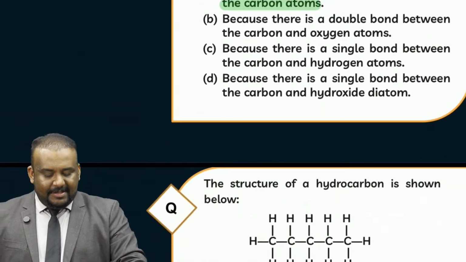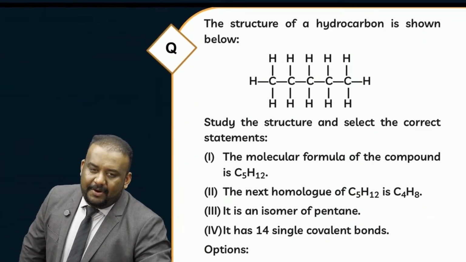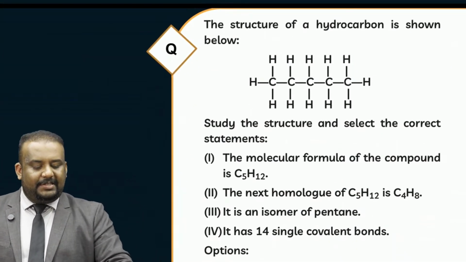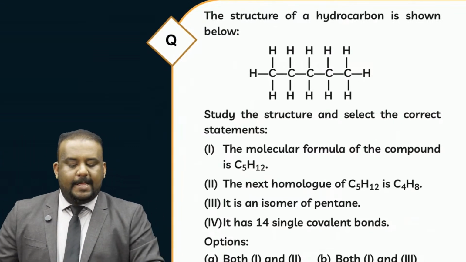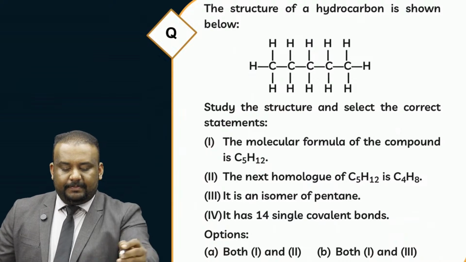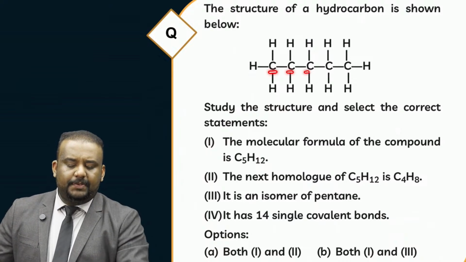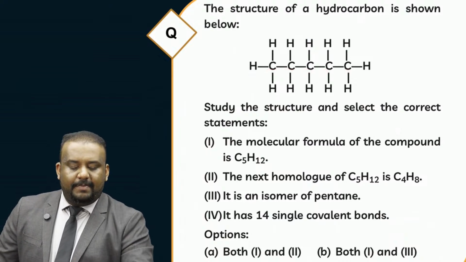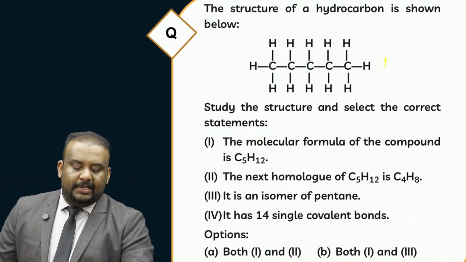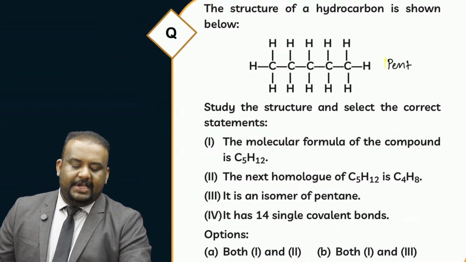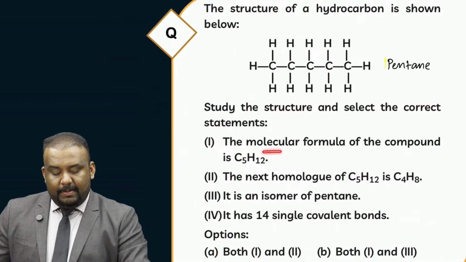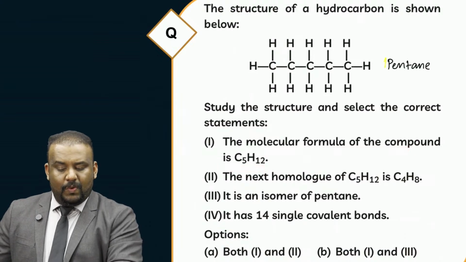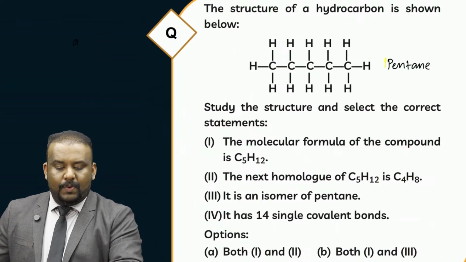Great. The structure of a hydrocarbon is shown below. Study the structure and select the correct statements. Come on, which structure is given here? 1, 2, 3, 4, 5. 5 carbons are there, all single bonds. So you know that this is pentane, correct? Pentane. The statements. Molecular formula of the compound is C5H12. Is that true?